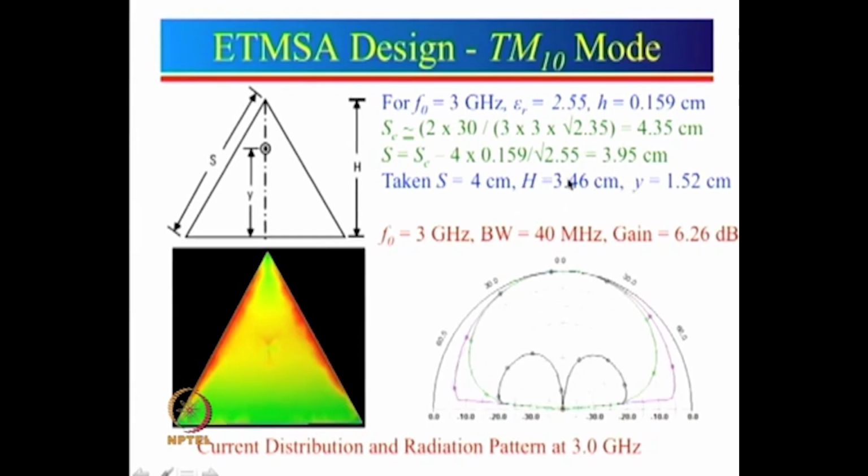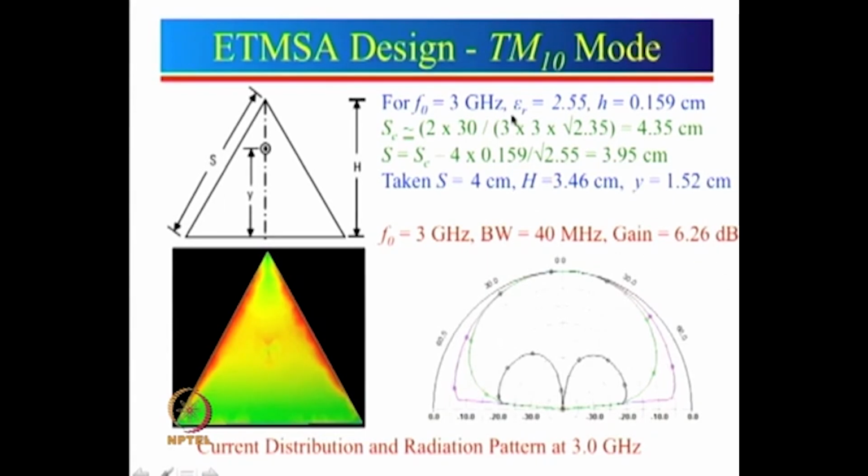Now, this is the figure of the equilateral triangular microstrip antenna. In this case we have taken a feed point at 1.52 centimeter, and for this feed point we got a decent match, and the calculated resonance frequency came out to be 3 gigahertz. As I said, it just happened by coincidence, but a fairly good one, because what we had calculated was 3.95 and we just took approximately 4, but even if I had taken this value, the error would have been very, very small. For this case, the bandwidth obtained is 40 megahertz and the gain is about 6.26 dB.